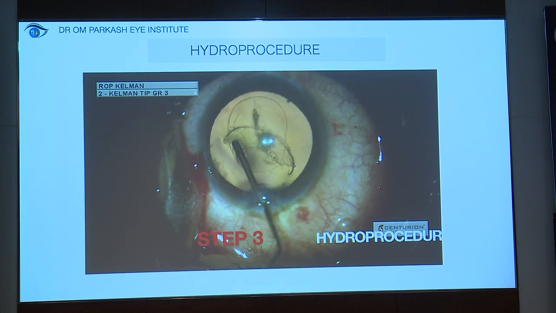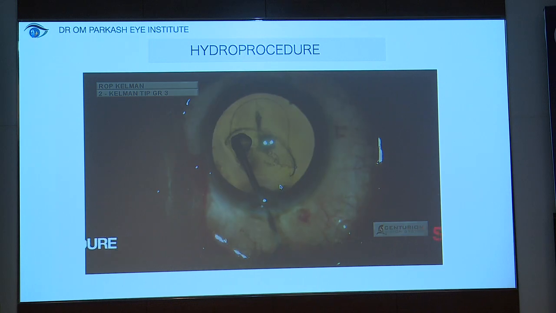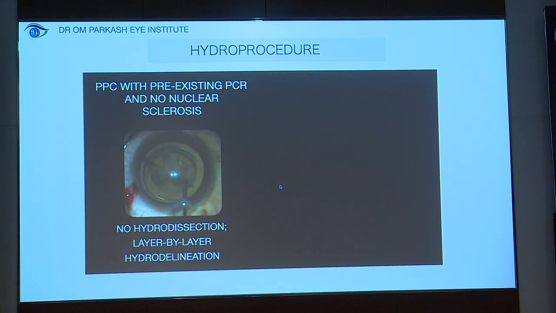Hydro procedures we have to decide. By any means, we do not want hydrodissection to be done. And wherein we cannot do hydrodelineation, then we can do no-hydro-procedure phacoemulsification. So here the patient was young, there was hardly any nuclear sclerosis. So what was done was step by step, layer by layer hydrodelineation.